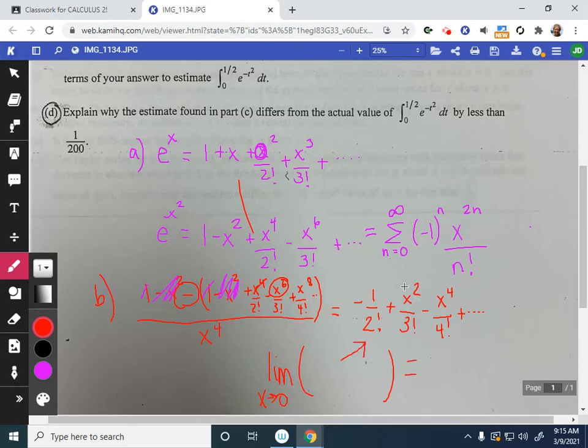Well, as x approaches 0, every term is going to cancel. I'm going to plug 0 in for every x. So every term is going to become 0 except for this first term that has no x's in it. So my limit is going to be negative 1/2. Wow, that's serious. I'm just double checking my signs. Good.